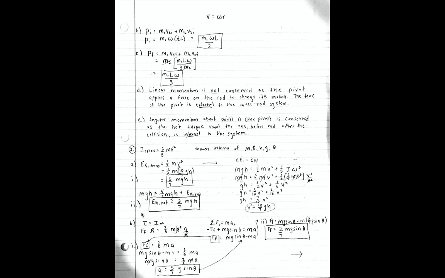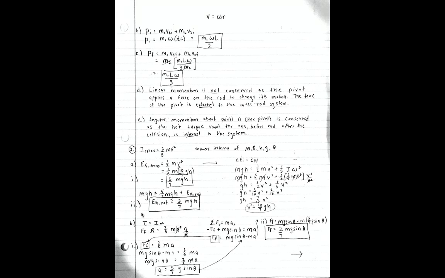Okay, so parts D and E. Part E, we should not have had a problem with. The angular momentum about the pivot position, which is point O in the diagram, is conserved, as the net torque on the axis before and after the collision is internal to the system. So there are no external torques acting on the axis of rotation, and the angular momentum is conserved.